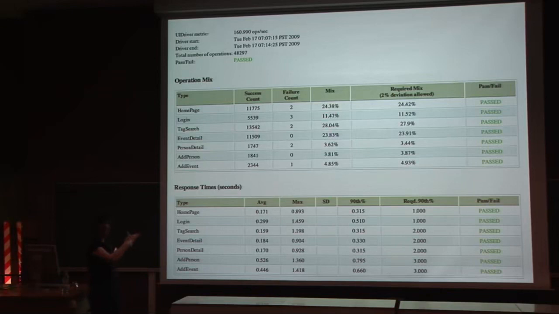Now, this particular benchmark run was for a social networking application. So for a social networking application, we have operations such as homepage, login, add event, or event detail. They're all specific user interactions with the system. Down here we have response times. We have response times for all of the operations involved: average, maximum, 90th percentile response time, and standard deviation.